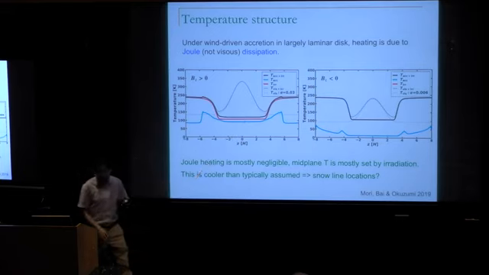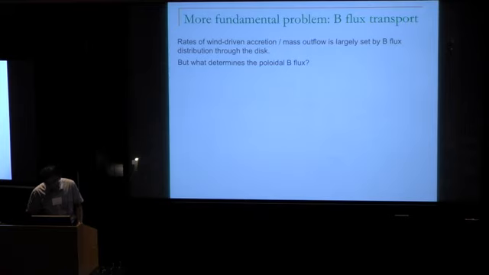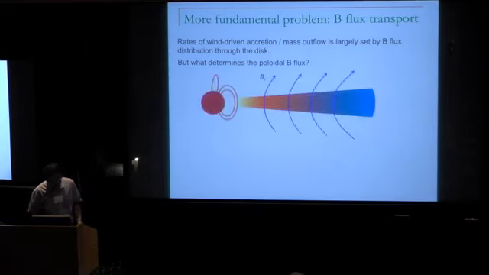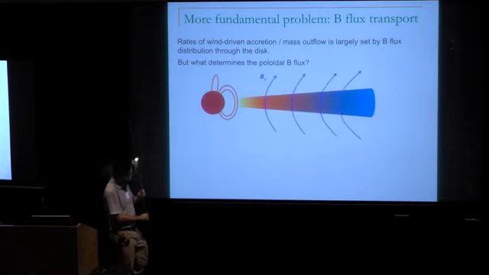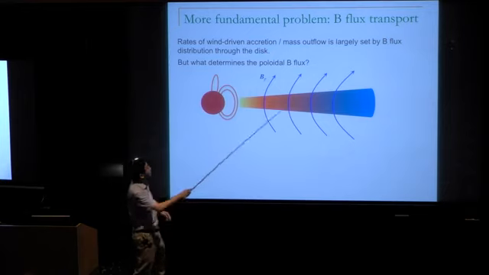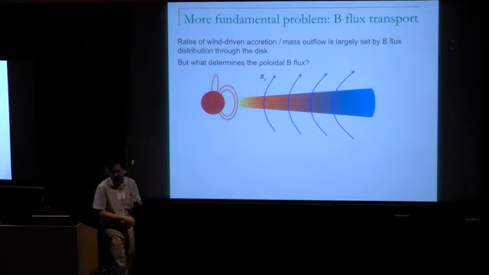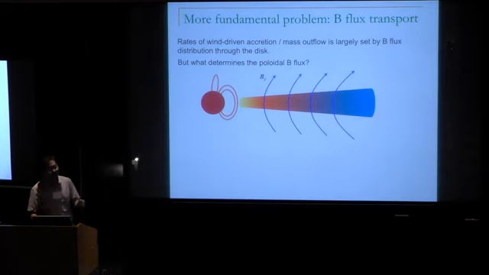Then we find that mostly the disk temperature is entirely determined by irradiation, and that's generally cooler than what people usually assume. All right, I'm almost running out of time, but I still have one important topic, which is the long-term evolution. Because what I've talked about relies on the fact that you have some large-scale magnetic field flux penetrating into the disk. Then the question is where that magnetic flux is coming from and where does it go?